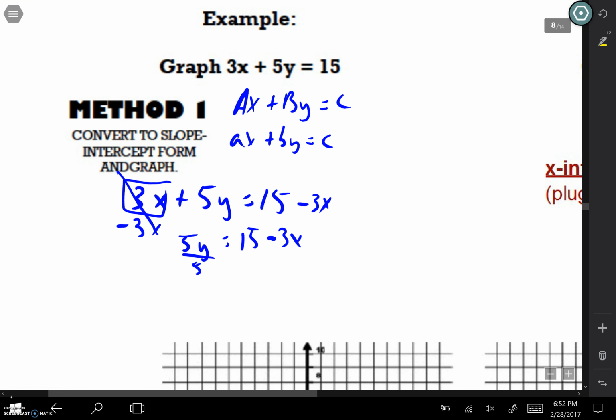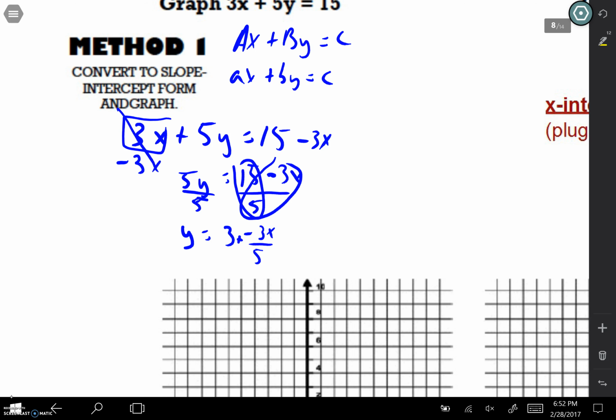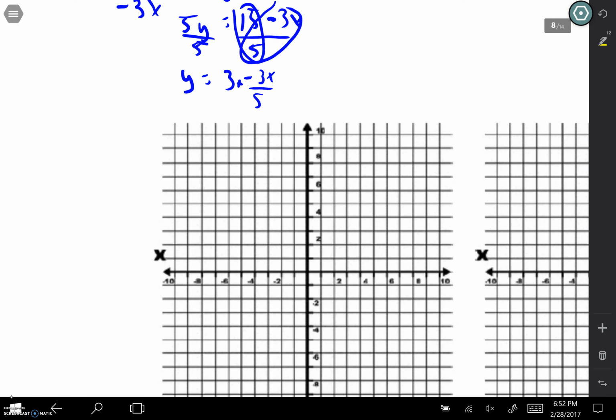Divide both sides by the coefficient of y, which is 5. Here I have y is equal to 15/5, which is 3, just dividing that. And then I'm going to divide negative 3x by 5, which is my rate of change, which is negative 3x. Or some of you feel more comfortable doing plus negative 3x. Remember that since it's negative 3x over 5, as long as one of your numbers is negative, the entire rate of change is negative. And there's my slope-intercept form.